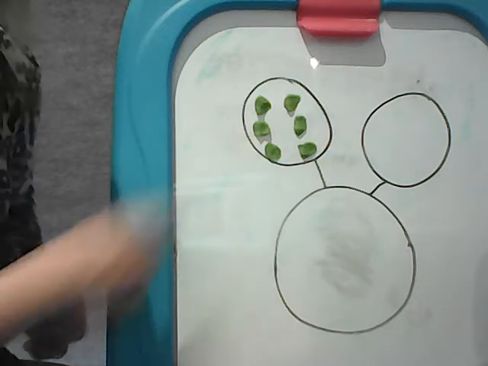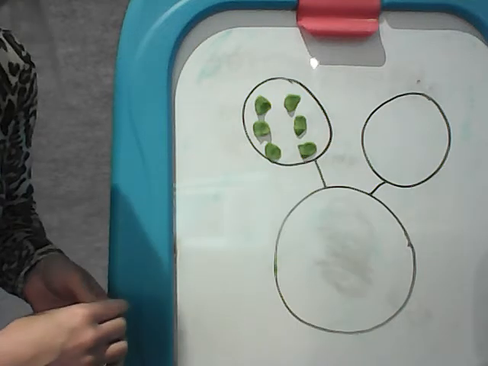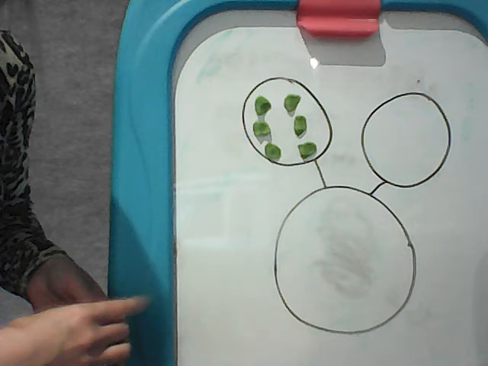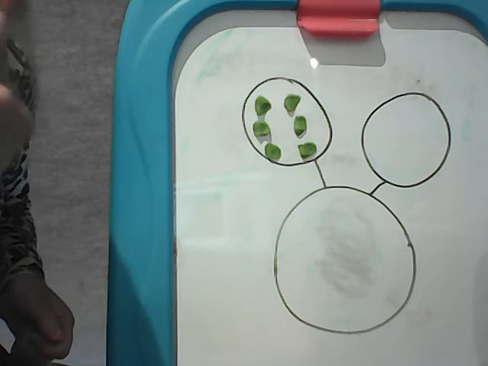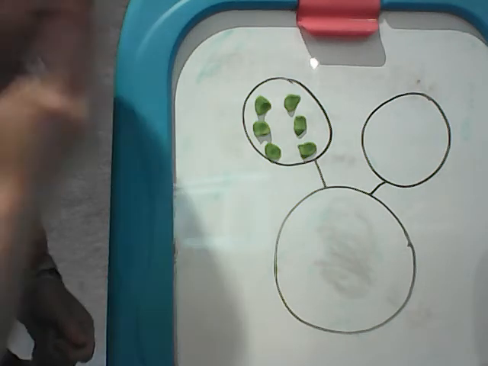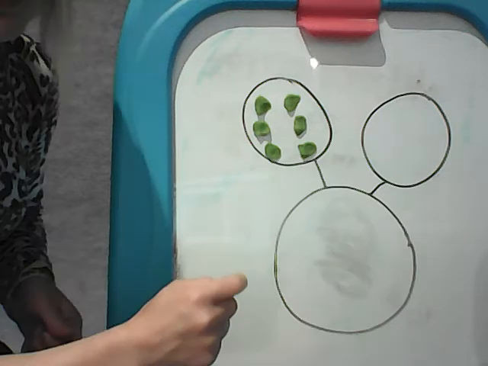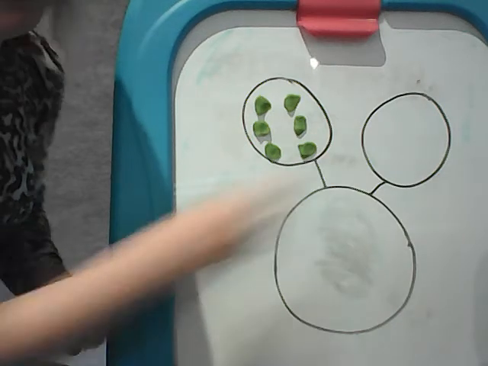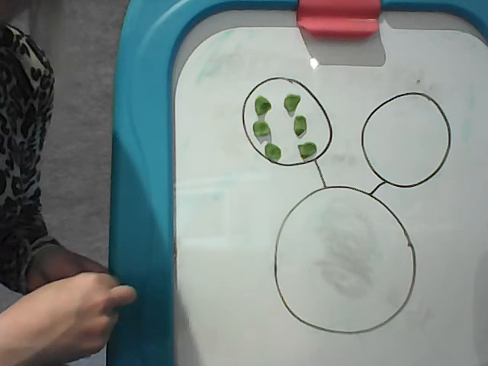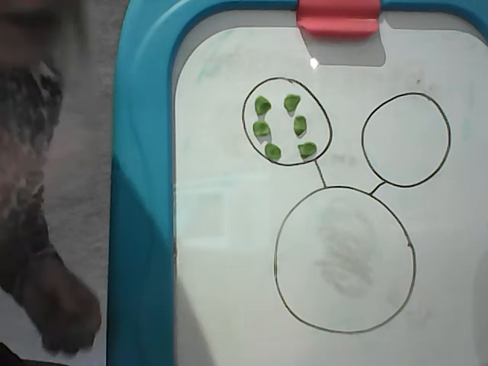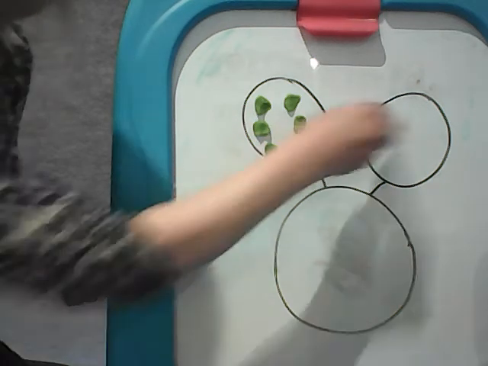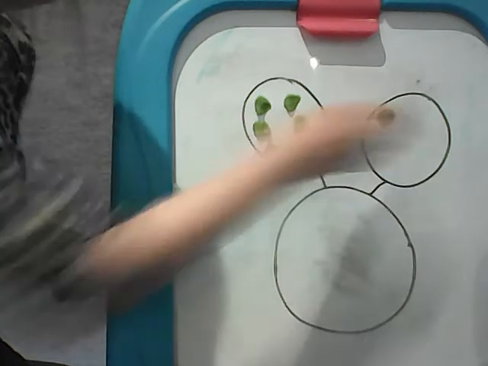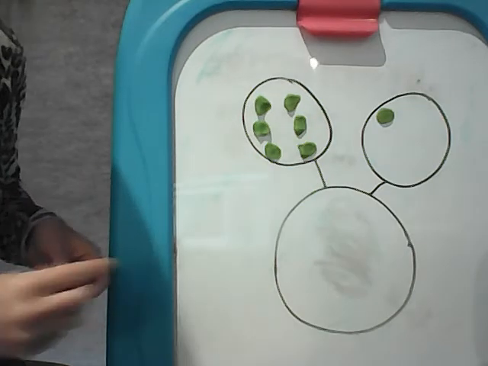So what do I need to put on that side? Double 6. Well, I can remember that double means, what does double mean again? It means twice the amount. So it means I need the same amount again, which means I need to put in 6. Thank goodness you're here. 6 evil peas. So 1, you can do it with me.